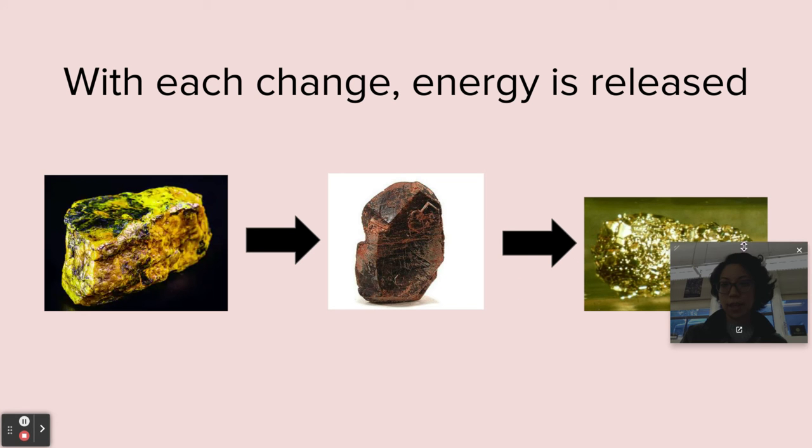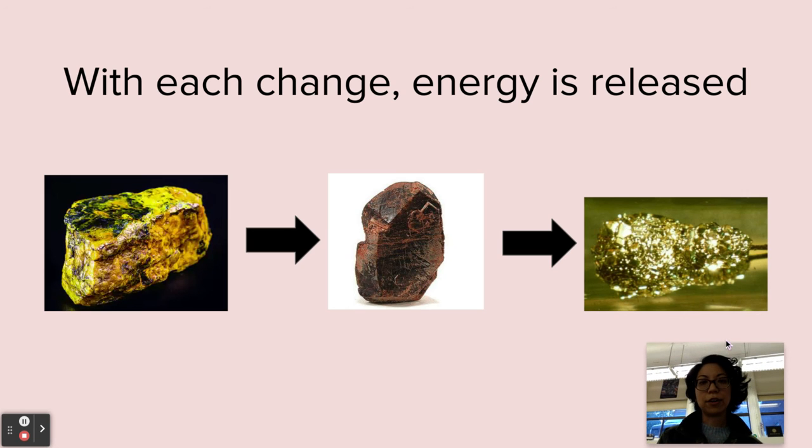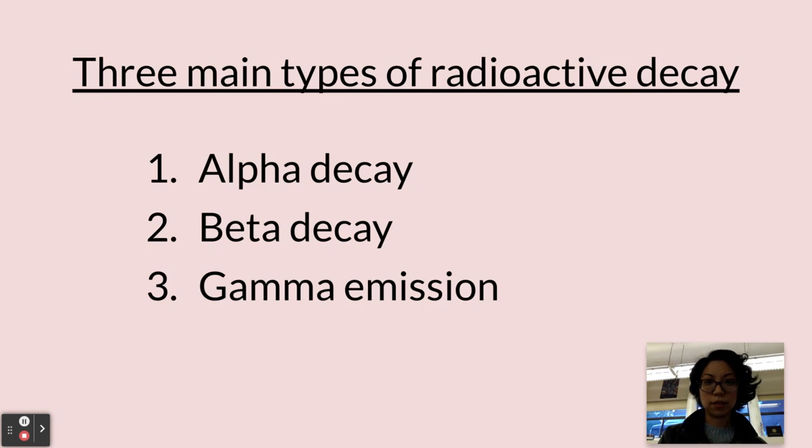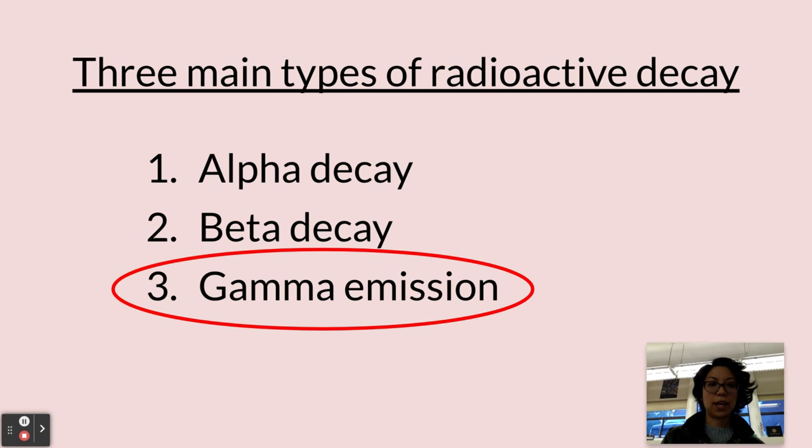Okay. Every time one of these changes happens, energy gets released. So, bam, uranium turning into thorium releases energy. And then thorium turning into protactinium, energy gets released. Okay, and this energy has to do with what we call gamma emission, which is the last type of radioactive decay.